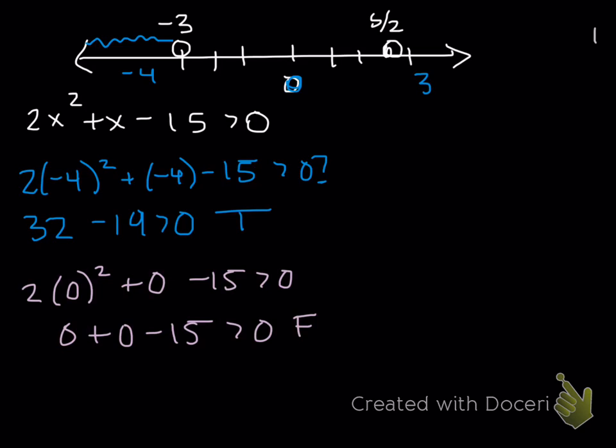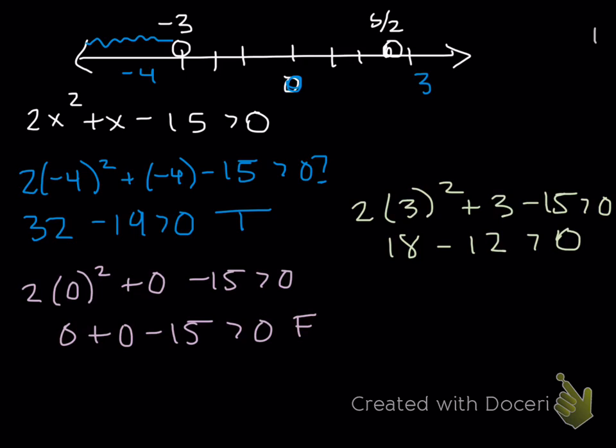So the last region I need to test is the region to the right-hand side, and that's going to be the positive 3. So 3 squared is 9, times 2 is 18. 3 minus 15 is a negative 12. And again, at this point, 18 minus 12 is 6, which I know is greater than 0, so I know this statement is true. So I'm going to shade over here.